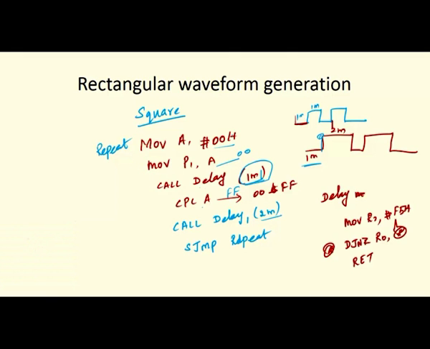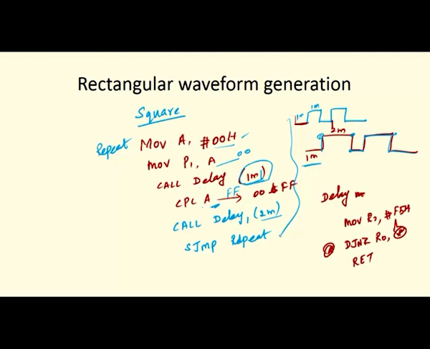Now, again we are starting with 00, till this we have completed. Now, again 00, so it comes to here, then we are waiting for 1 millisecond, then goes to high by complementing the value, then waiting for 2 milliseconds, then it repeats the process. Okay. So, this is a way we can change your square wave generation program to the rectangular wave.